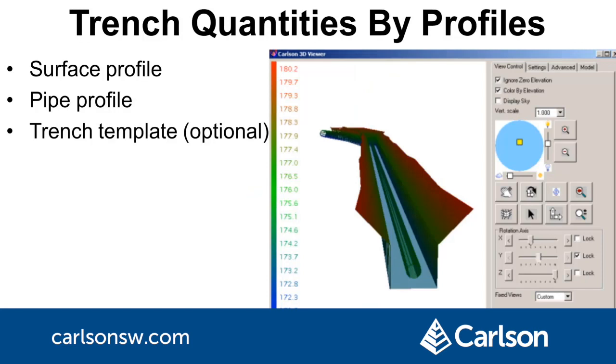Trench quantities by profiles is a new command that only requires profiles for the surface and pipe. This is a more simple method than trench network quantities that uses trench lines, pipes, and structures.